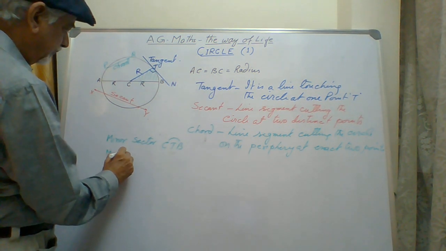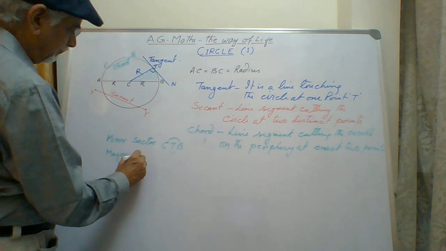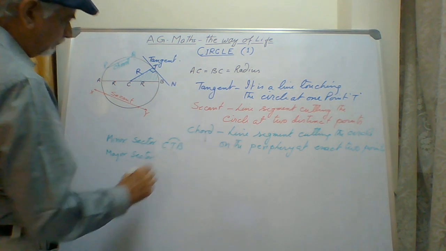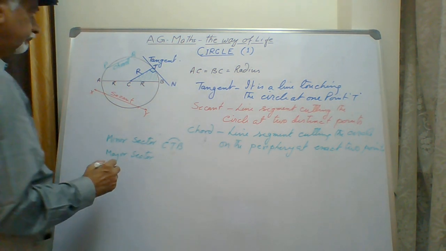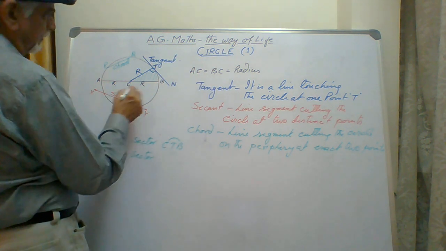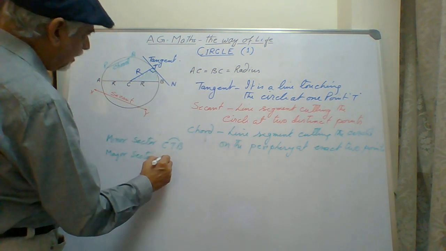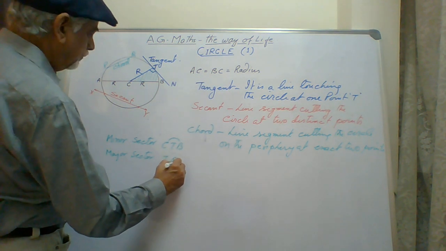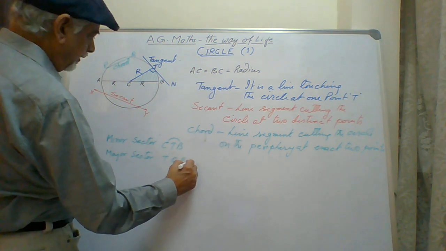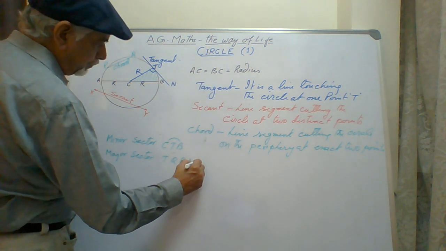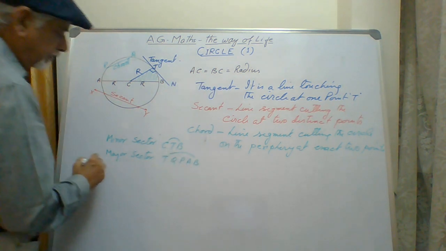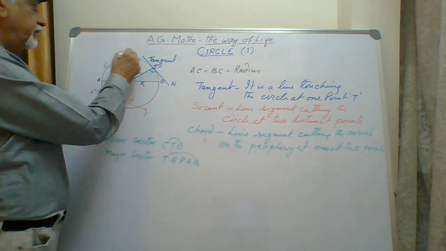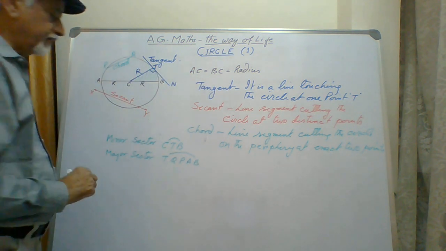Major sector. Suppose we start from T, go to Q, P, A, and back to B. So this whole thing is a major sector from T, Q, P, B, A, B, like this.